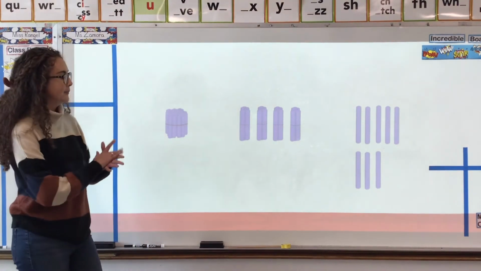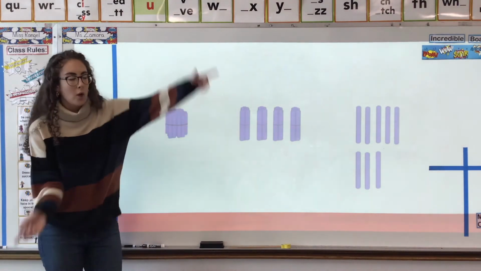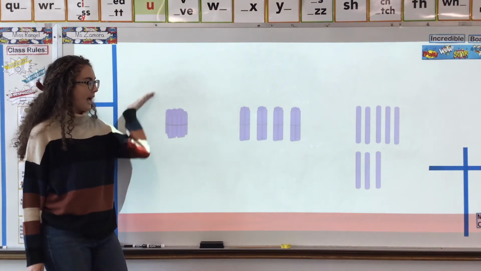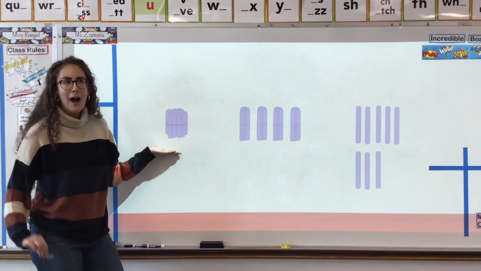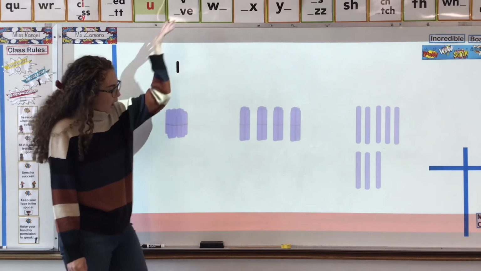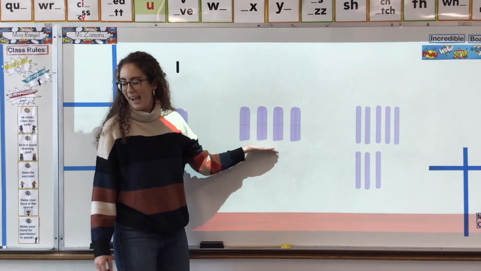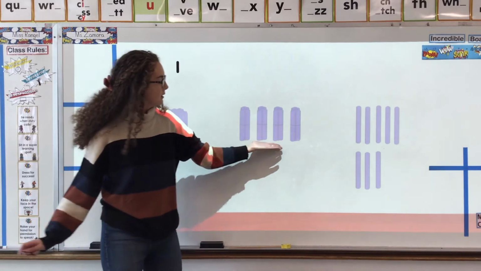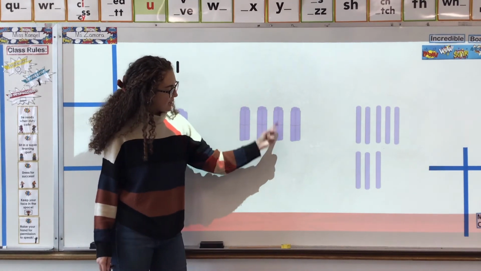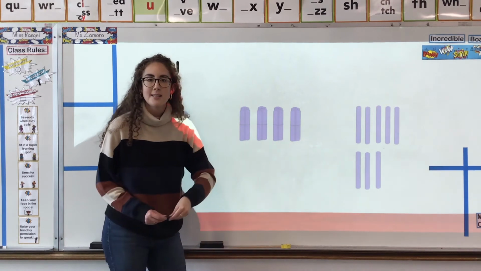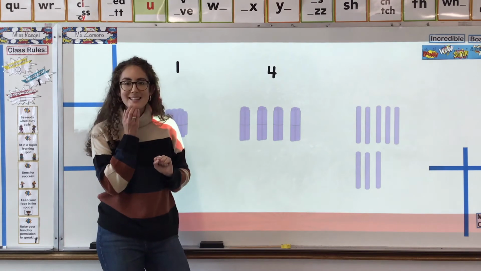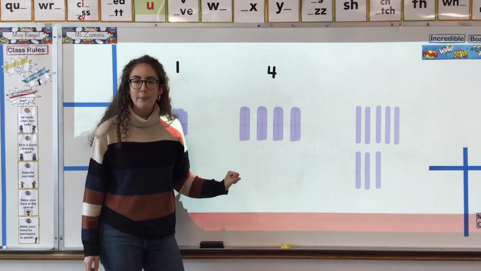Okay, this one. So, we're starting over with the hundreds. How many hundreds do we have? We just have 100. That's it. Okay, 1 ten, 2 tens, 3 tens, 4 tens. How many was that? We have 4 tens. And 4 tens is what number?